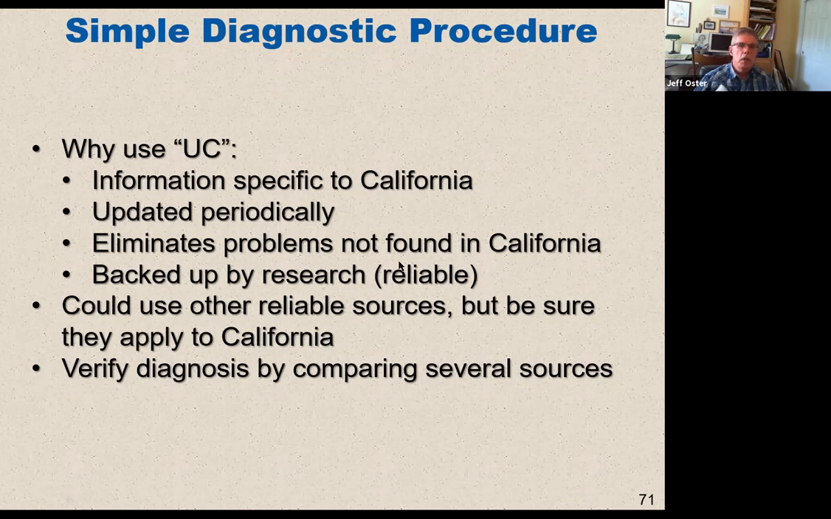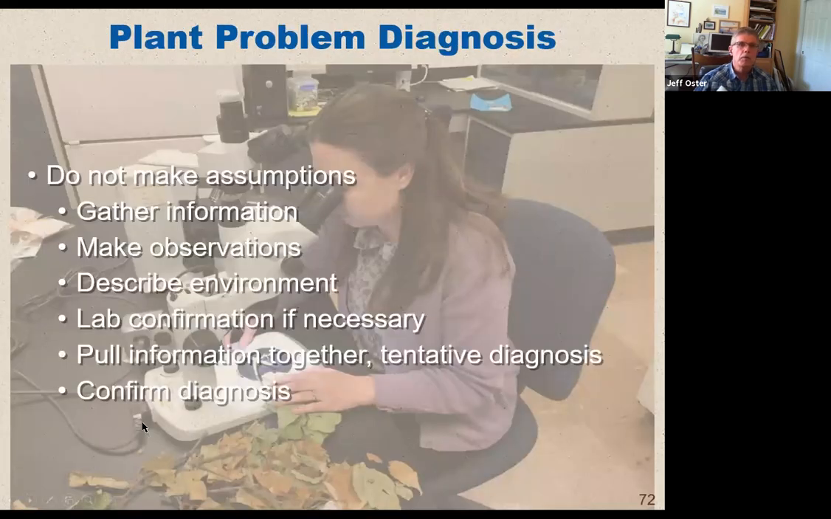You could use other reliable sources, such as various gardening magazines. You'll find out which ones are helpful and which ones provide good information over time. This could verify what the University of California says and maybe add to it in some cases. But be sure these other resources apply to California, and verify diagnosis by comparing several sources.